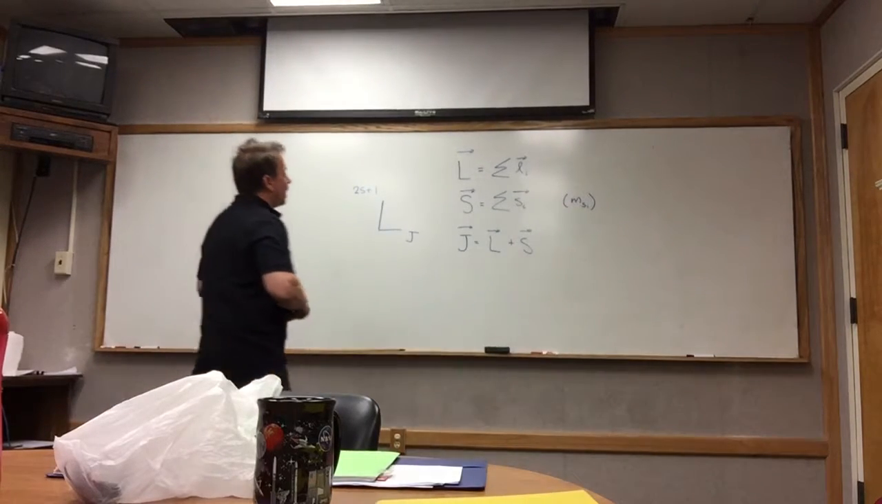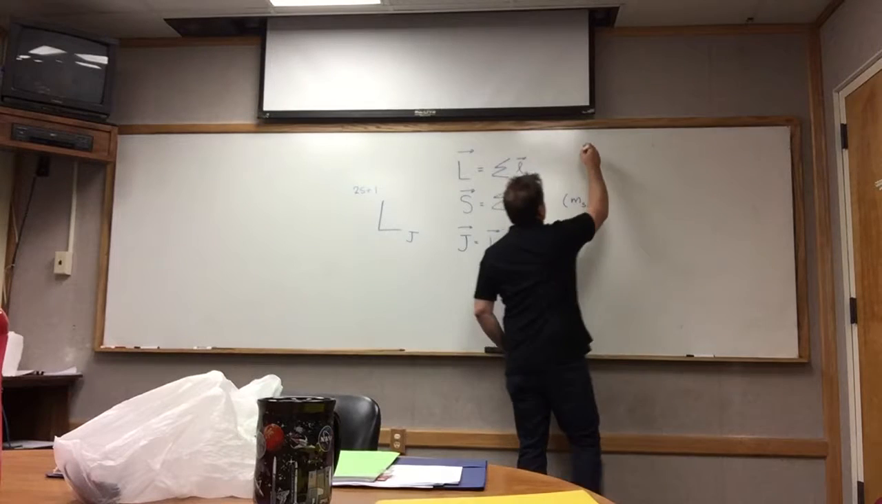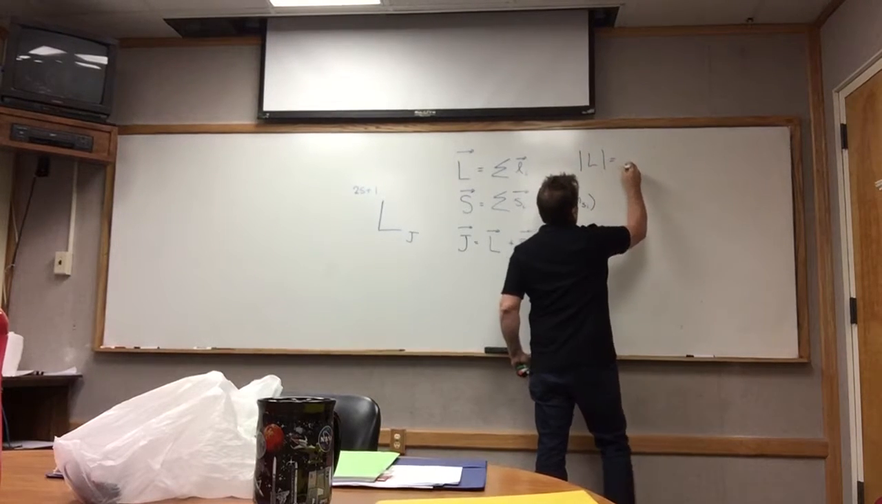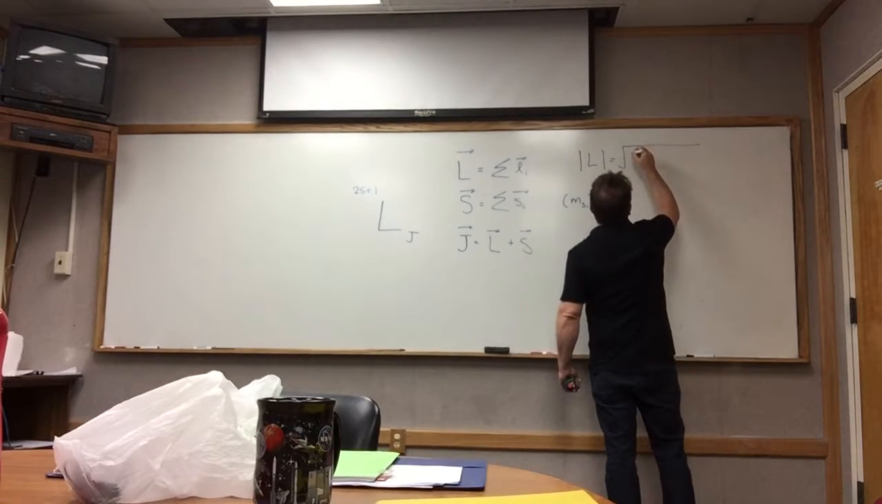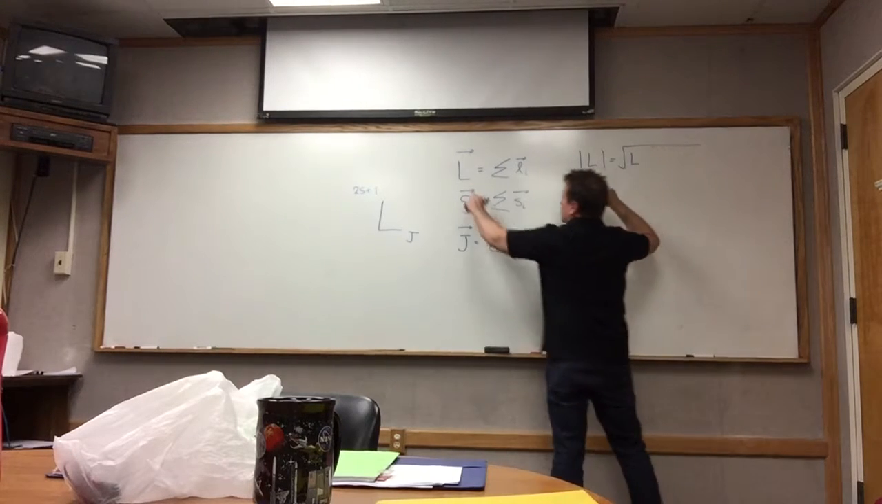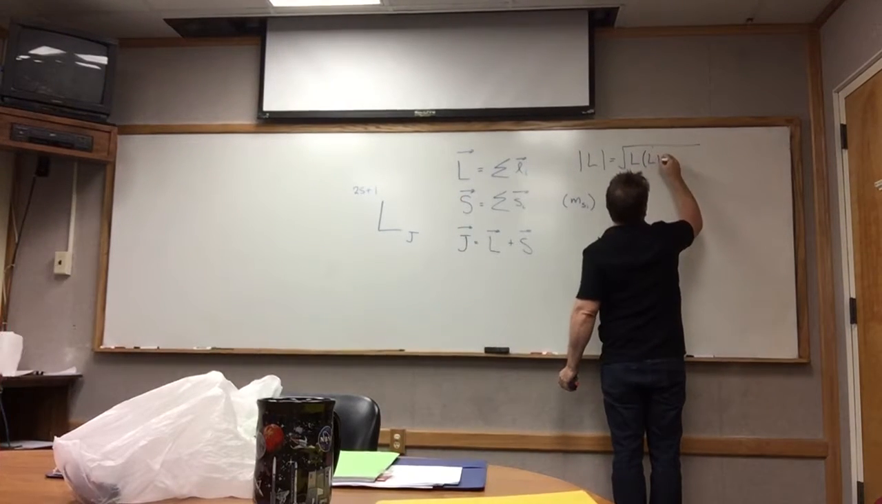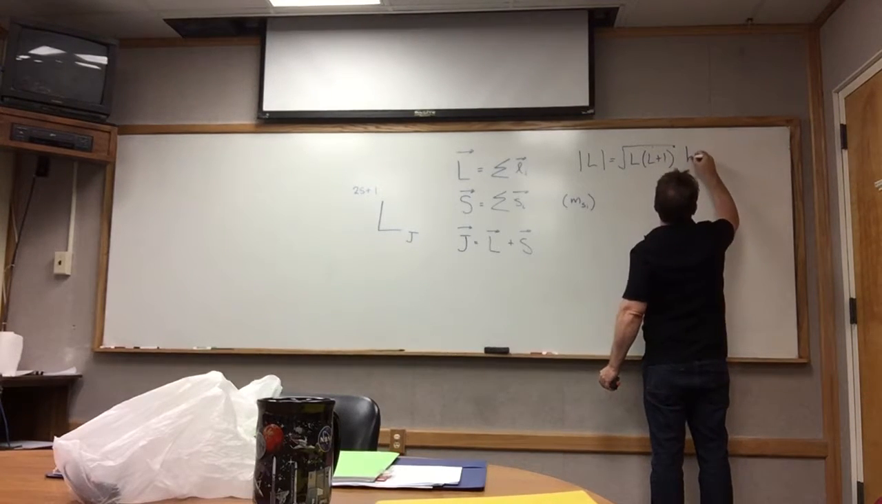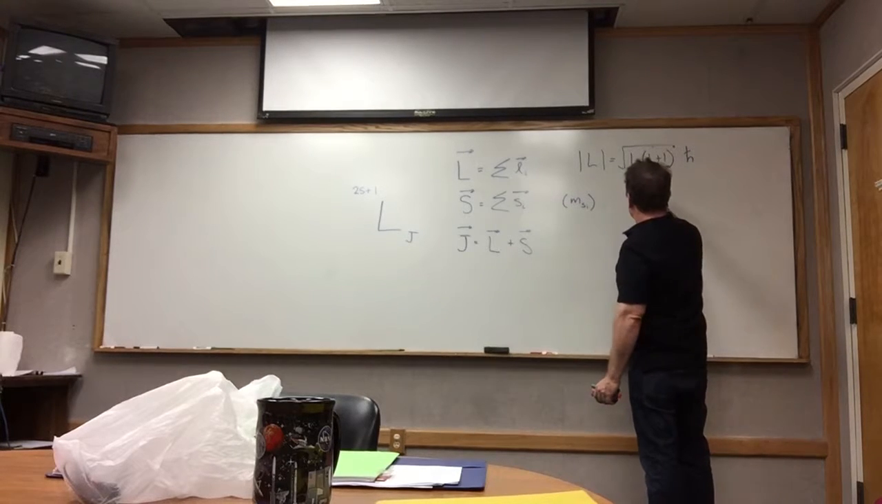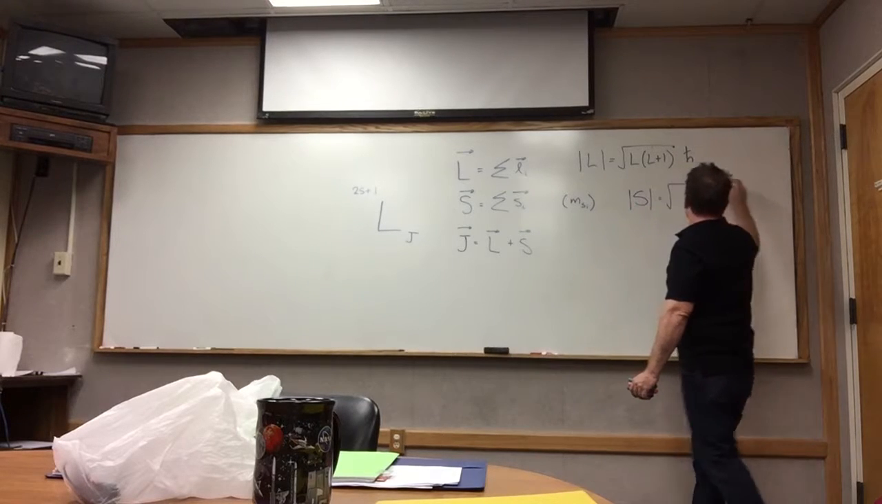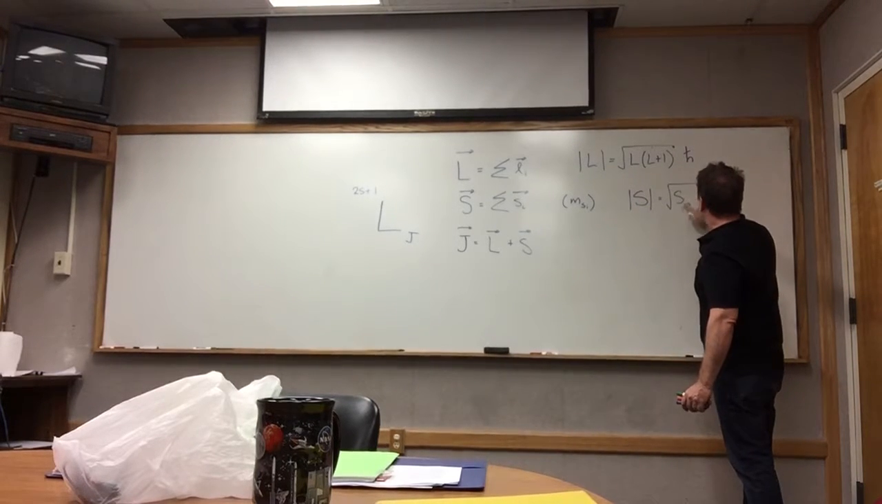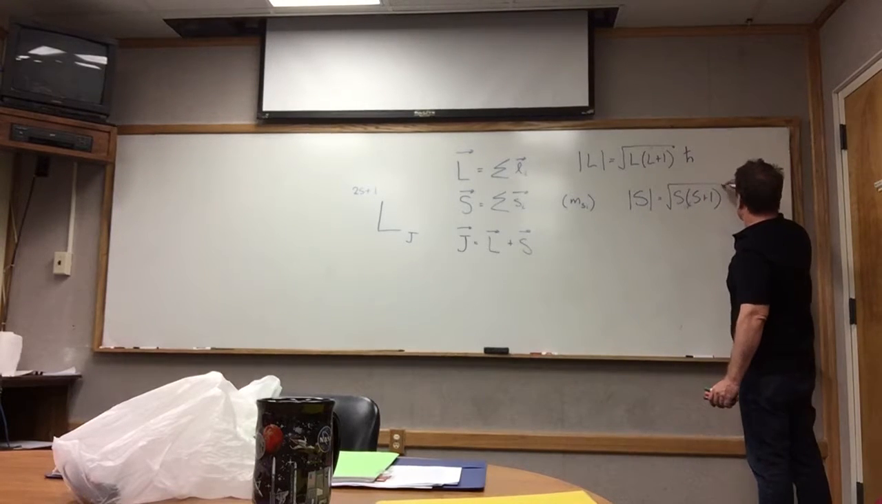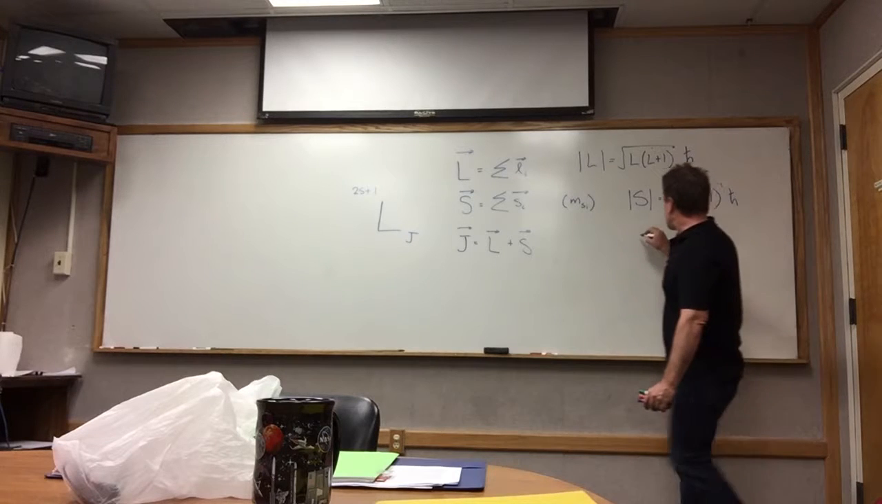Okay. Now, they all had a magnitude, and the magnitude of L was whatever the value of L was. S was the same thing. And the same thing for J.